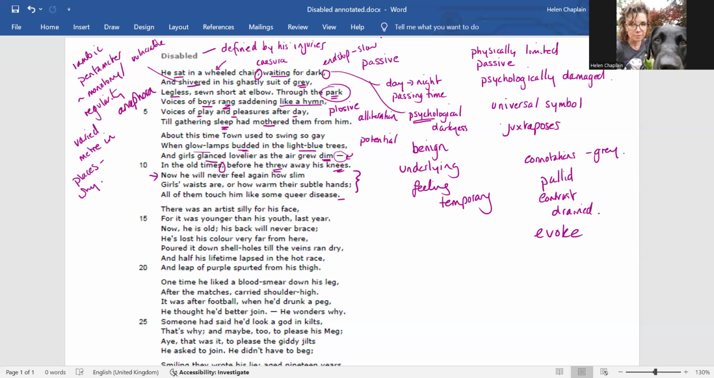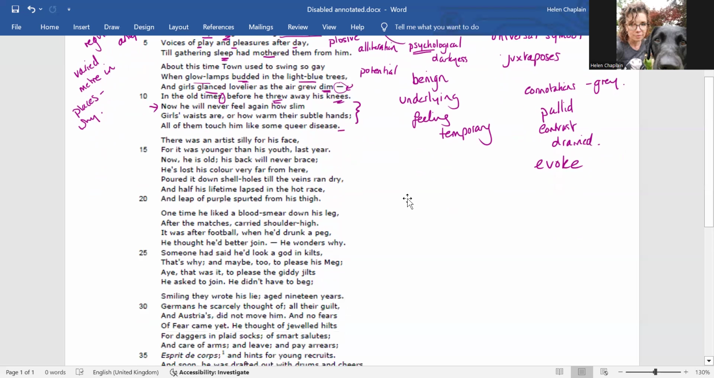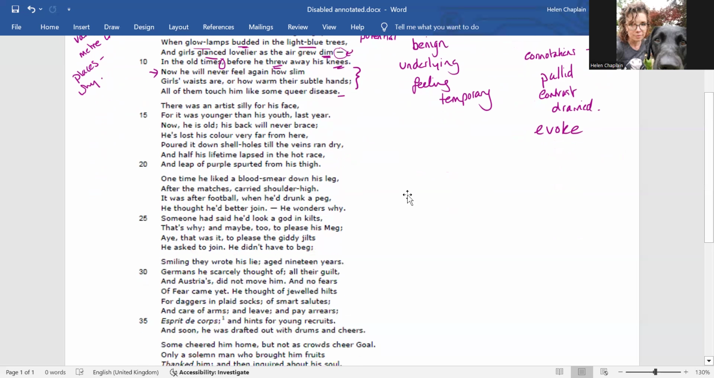Right. Line 16, looking at the next one, there was an artist silly for his face, for it was younger than his youth last year. A whole lot to unpackage there. The idea that he was so beautiful at one point that this artist was crazy to paint him. He was like the epitome. The epitome is the height of kind of young masculine beauty. So much so that an artist would go crazy to paint him.